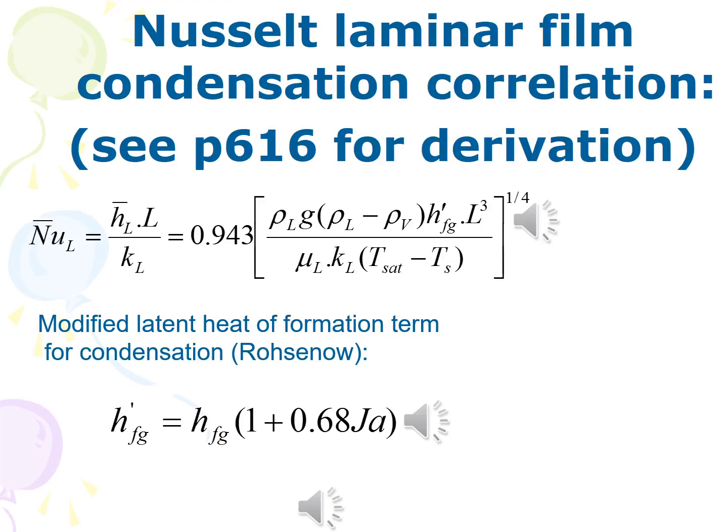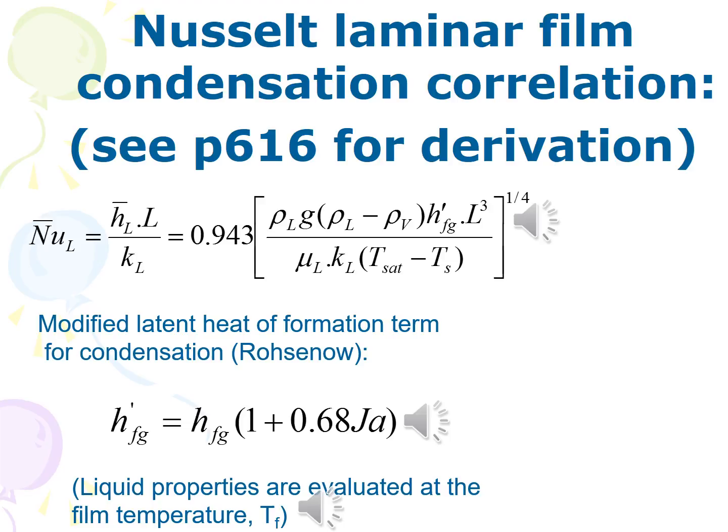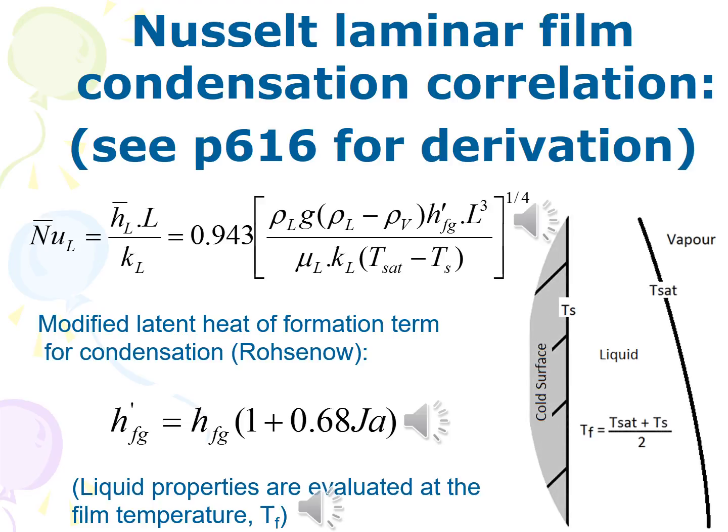A modified form of the latent heat of formation term was developed by Rosenau, to account for subcooling of the condensate to an average temperature of T_f. As can be seen from the diagram, the liquid is at a temperature between T_s and T_sat. Hence the film temperature is used to determine the liquid properties. The vapor is at a temperature of T_sat, and the condensation also happens at the liquid-vapor interface at T_sat. Hence you should obtain rho_v and h_fg at temperature T_sat.